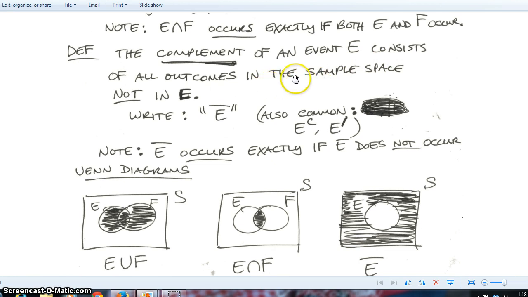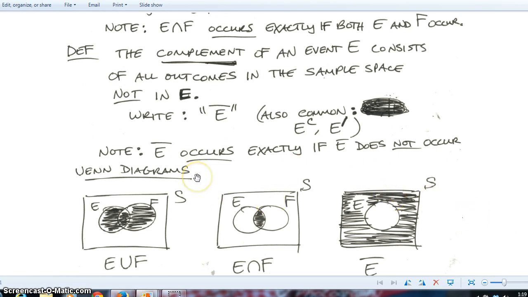So everything in the sample space that's not in the event. And we're going to write this as E with the solid bar above it. But there are other notations that are common as well. There's E with the superscript C, E with a superscript prime symbol or apostrophe. All three of these are pretty common. They all mean complement of the set or complement of the event. So, in terms of language of occurrence, E complement occurs exactly if E does not occur.